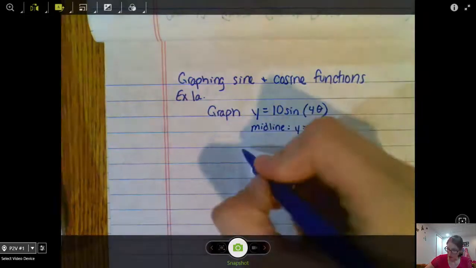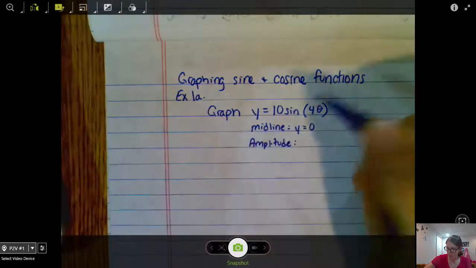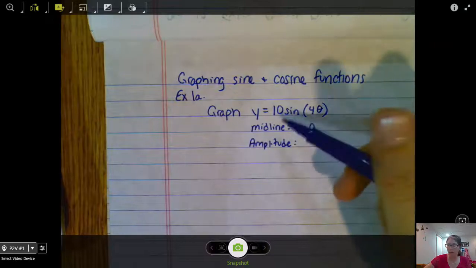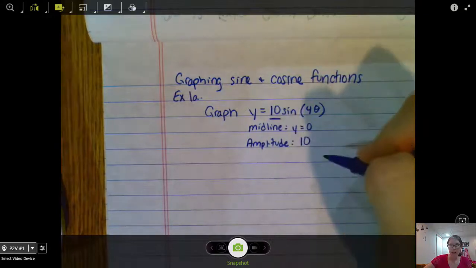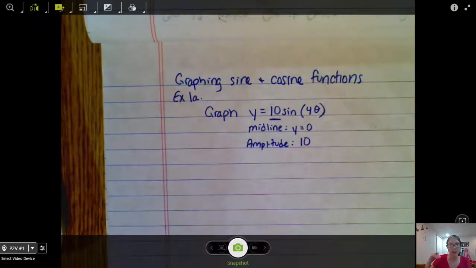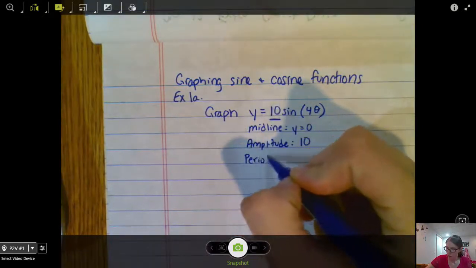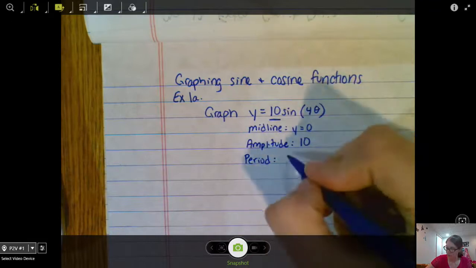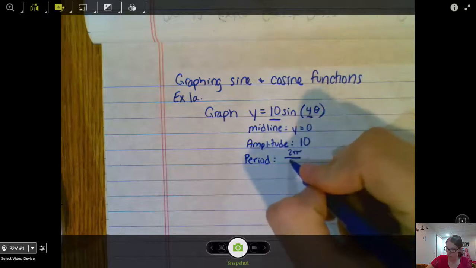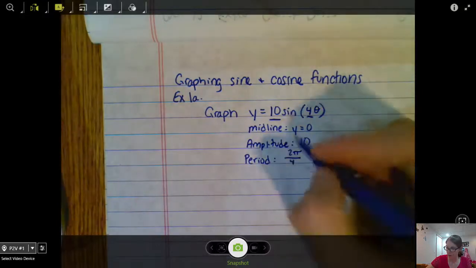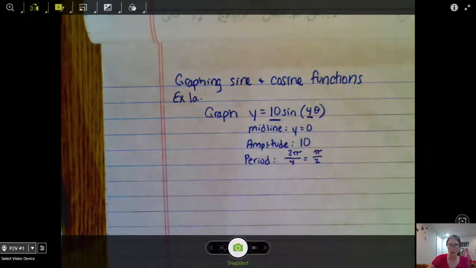Looking at our equation, hopefully you can identify the amplitude pretty quickly. If you think of it as your vertical stretch, the number in front here is our amplitude. So our amplitude is 10. Remember, amplitude tells us how far up and down we go from our midline. And then to find the period, we have to take 2 pi divided by the number in front of our angle, divided by 4 here. And 2 pi over 4 simplifies down to pi over 2.